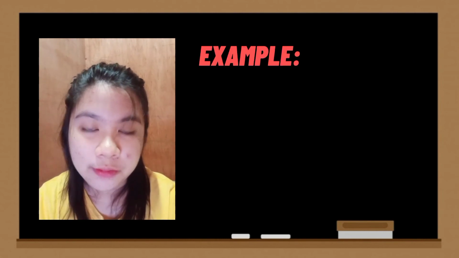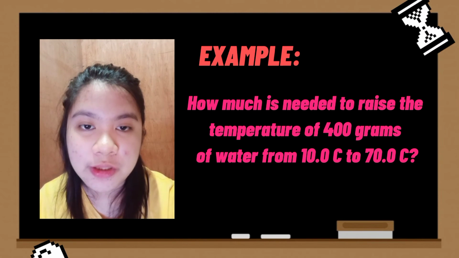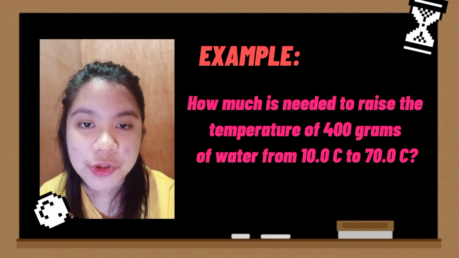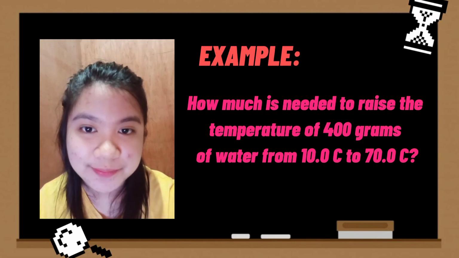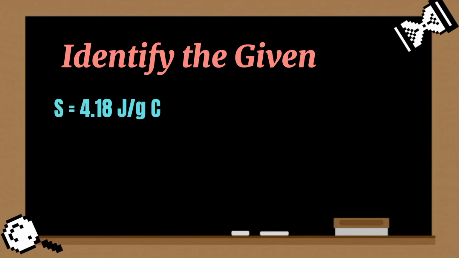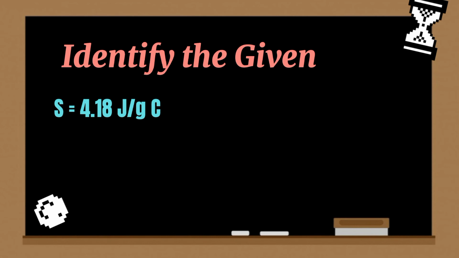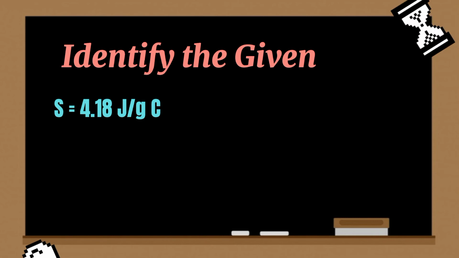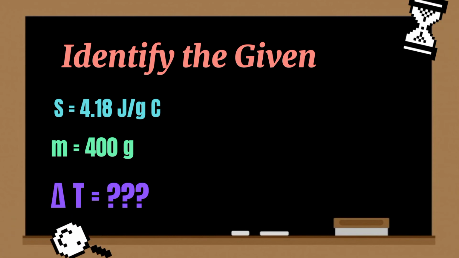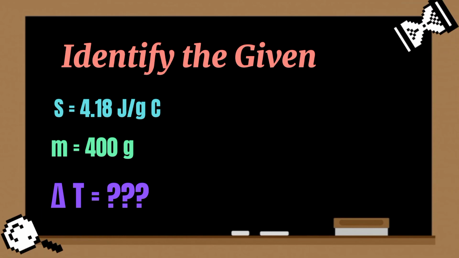Example number 1. How much heat is needed to increase the temperature of 400 grams of water from 10 degrees Celsius to 70 degrees Celsius? The first step to do is to identify the given. S, which is specific heat capacity, is equal to 4.18 joules per gram Celsius. M, which is mass, is equal to 400 grams. Delta T is not given, so let us try to solve and find out what is the value of delta T.